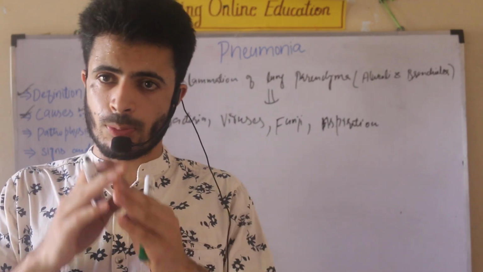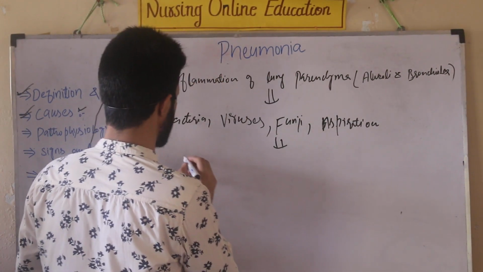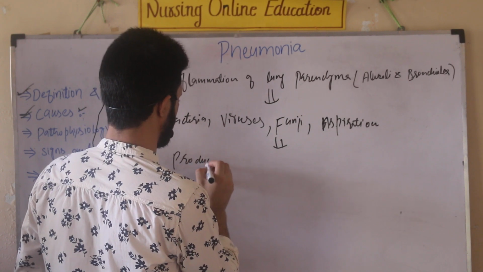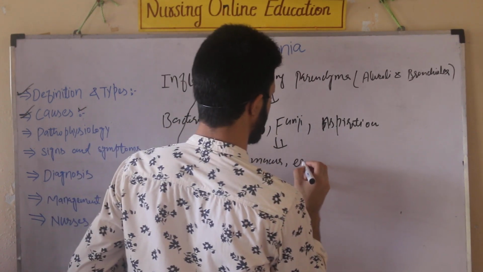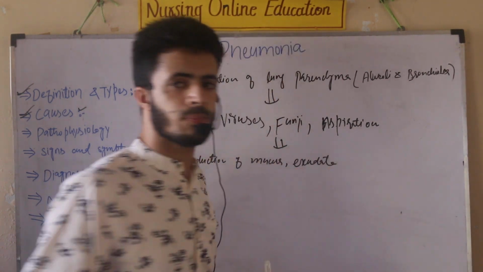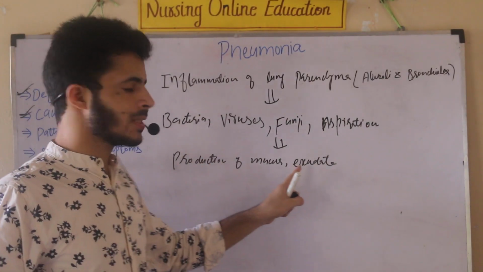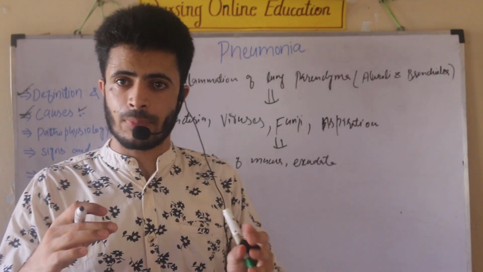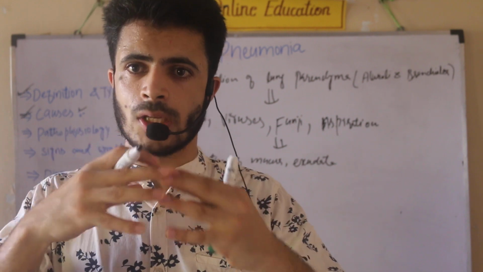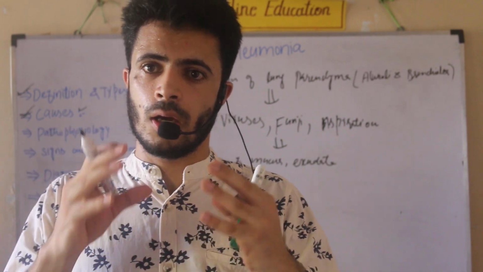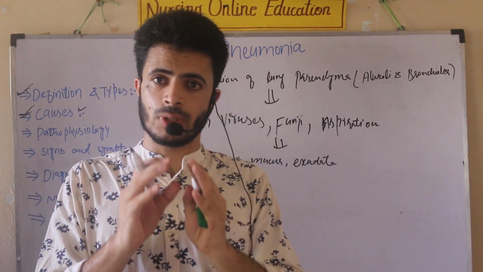So there is production of fluid, production of exudate and mucus. The exudate is rich in proteins. Macrophages will also enter the lungs, and those macrophages will also destroy the alveoli. So there is destruction of the alveoli.